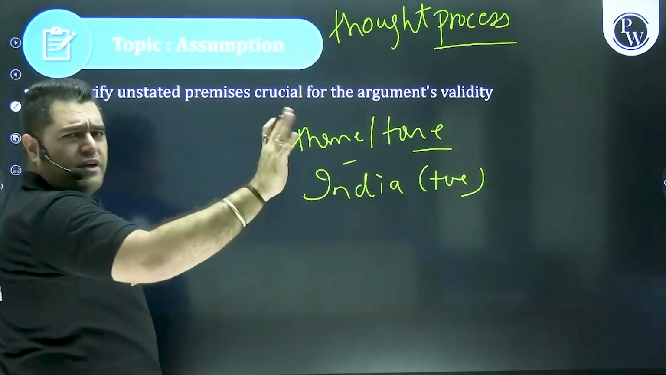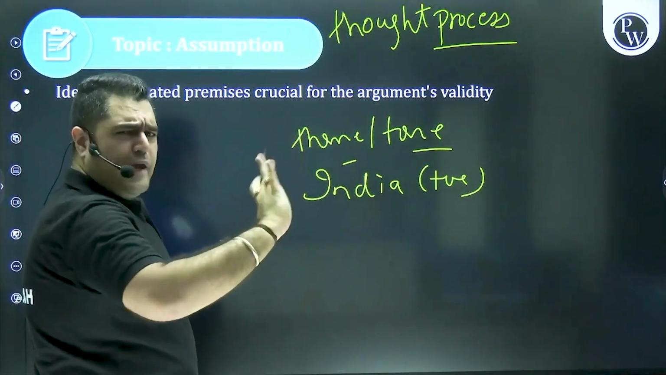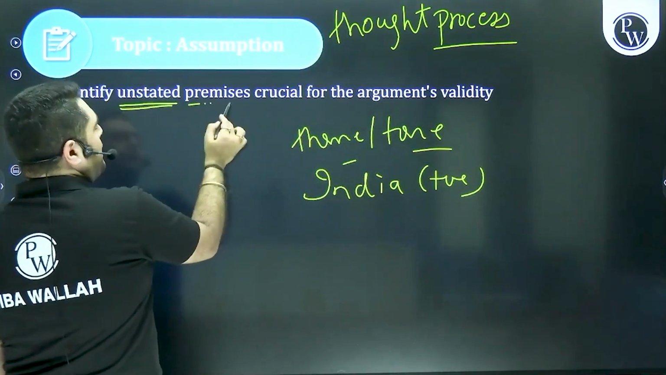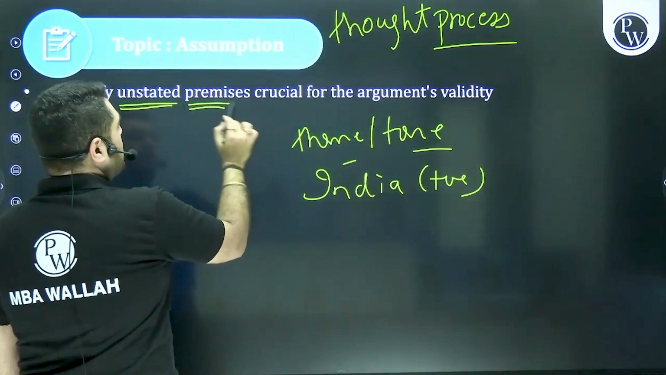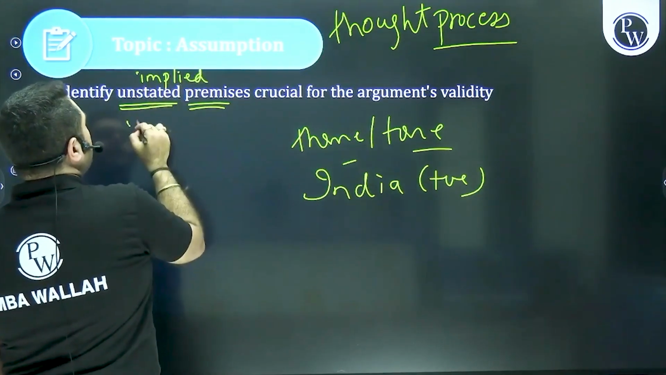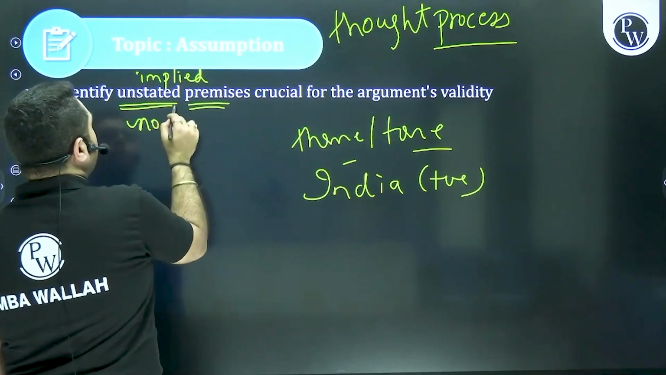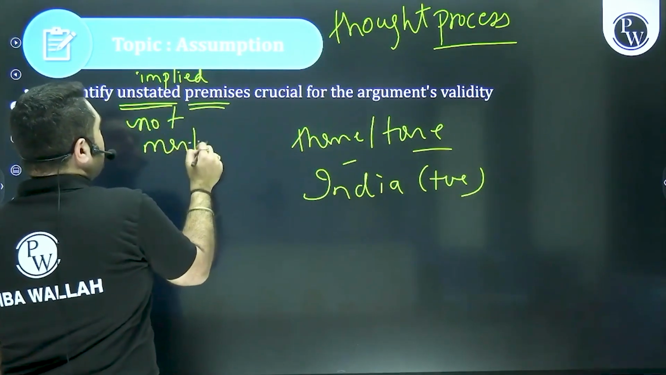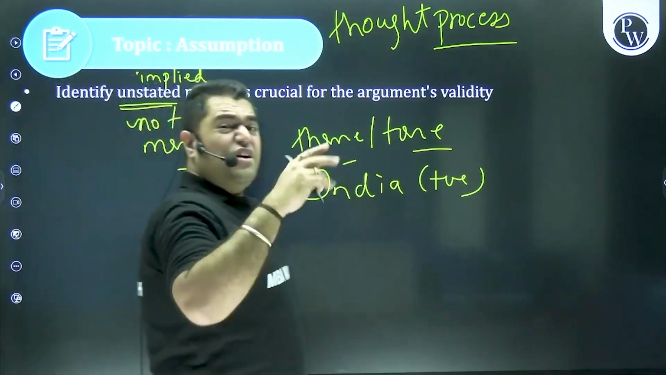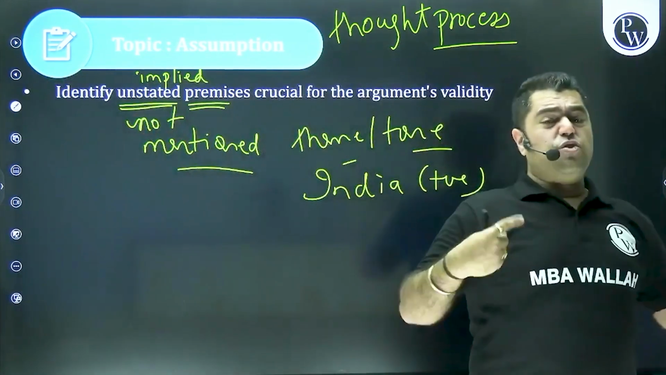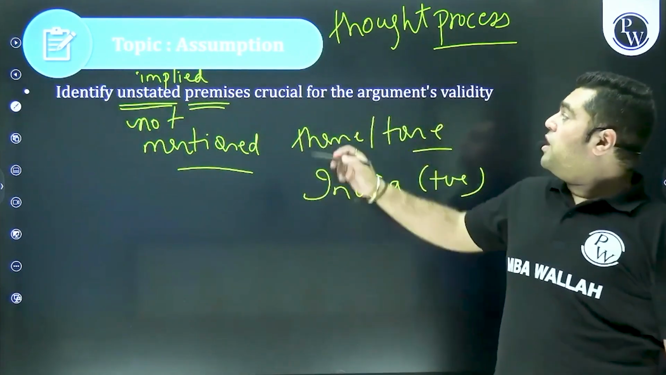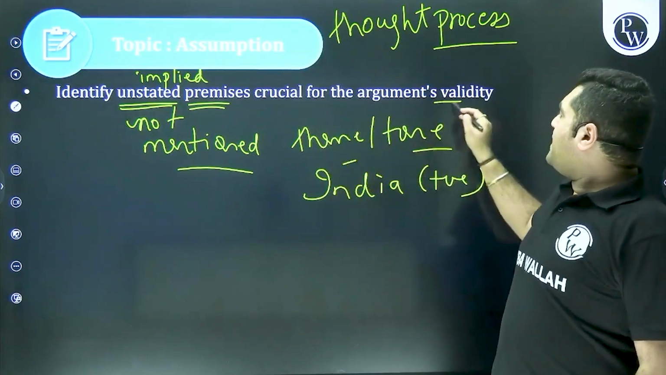So let's read the formal definition also. Just a one-liner, not in depth today, just an overview. They are the unstated premises, crucial. Unstated means implied or not mentioned. Please keep this in mind. What makes assumptions so difficult? They are not there in the passage. They are the thought process, so you have to evaluate them from the options. Crucial for the argument's validity.